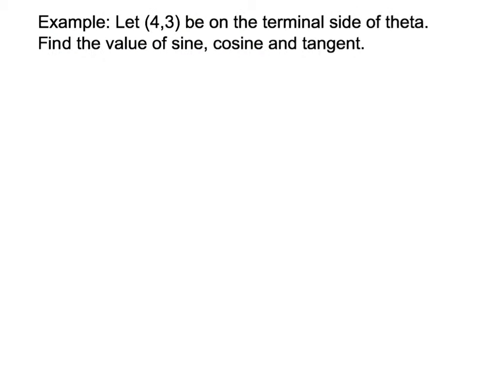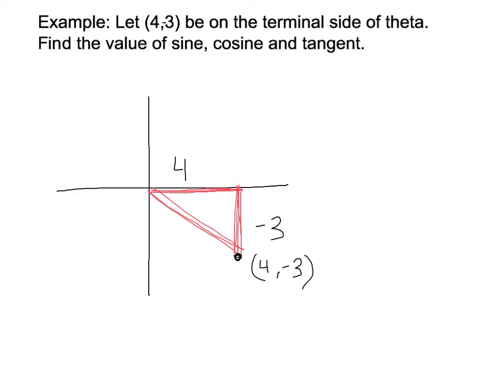So now we're going to use that information we just looked at to do an example. Here's the example. Let (4, -3) be on the terminal side of theta. Find the value of sine, cosine, and tangent. Now you can see I've drawn a picture to model this, and I also want to note that the coordinate for this is -3. As you can see, I add in a little dash right before the 3. That was my mistake, so just take notice of that.